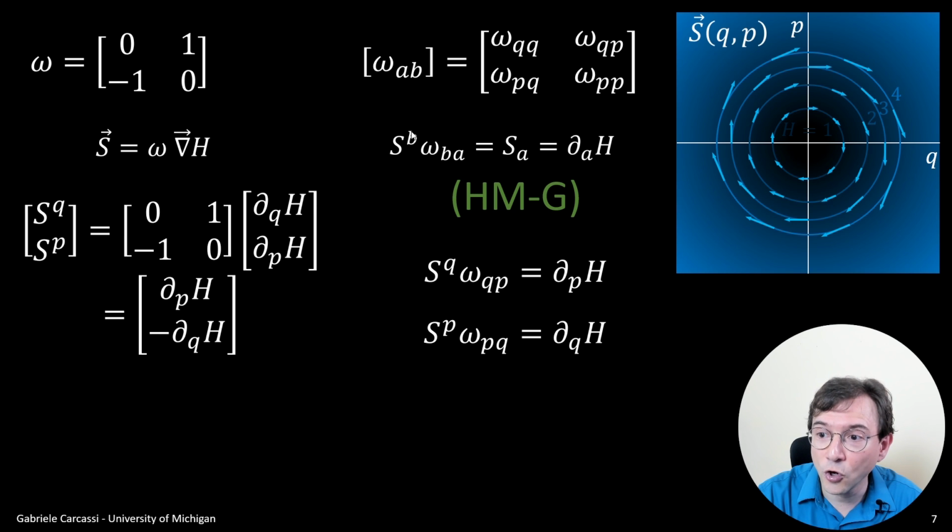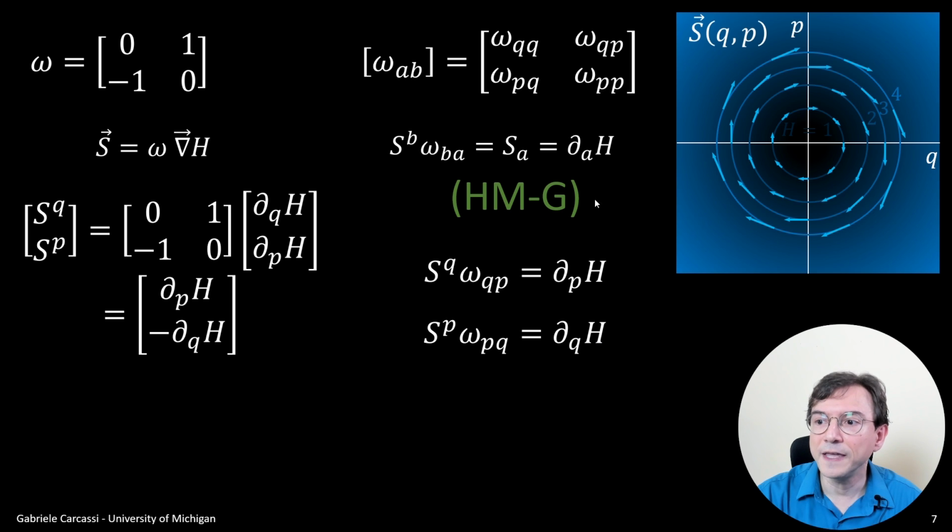And if you substitute the actual phase space variables here, you are able to rederive Hamilton's equations, because now this omega_qp is this element, which is 1, so you have S_Q equals partial_P H. And if you get omega_PQ, this would be this element, which is a minus 1, so you would have minus S_P equals partial_Q of H.